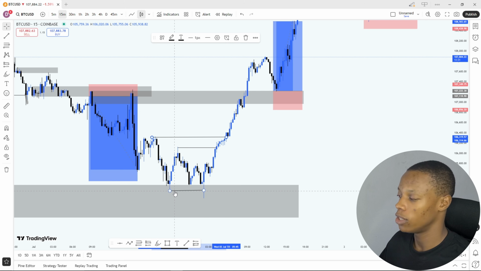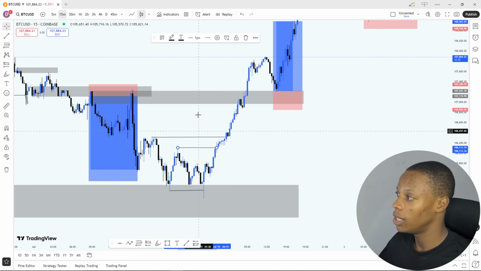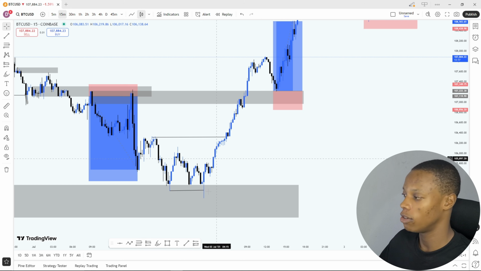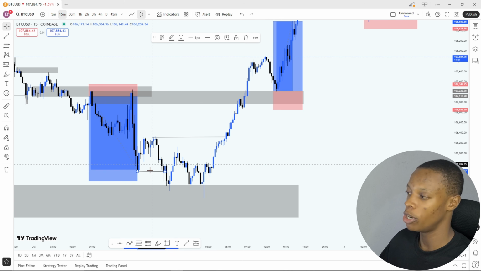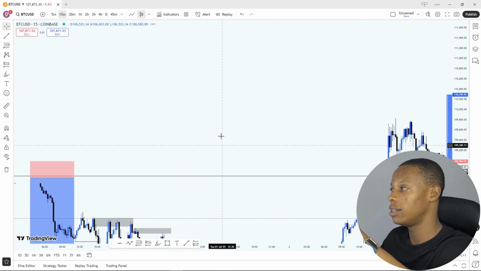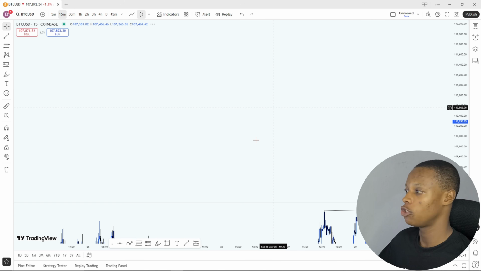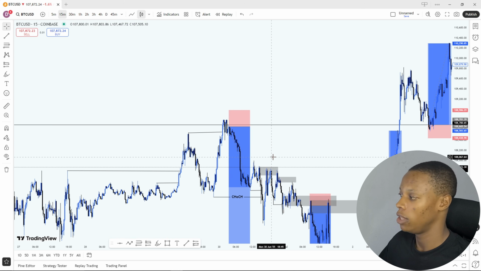Because this break of structure was not a valid one, and this one was a valid break to the upside, but it was not a valid change of character because it didn't have any break of structure. So that's what's going to make a change of character valid. You need to break structure to the downside, then break structure to the upside, just like I showed you earlier. Two breaks of structure. I believe I showed you in the very beginning of the teaching.